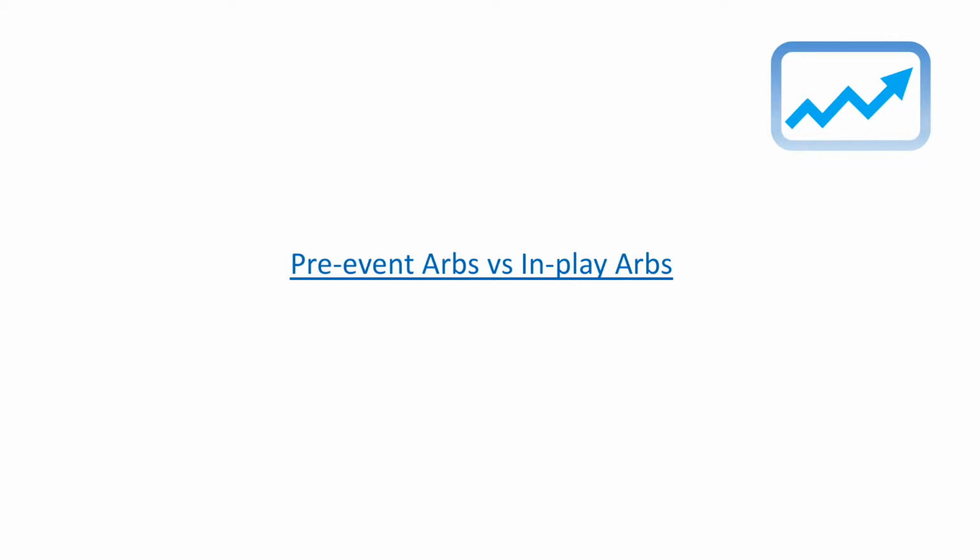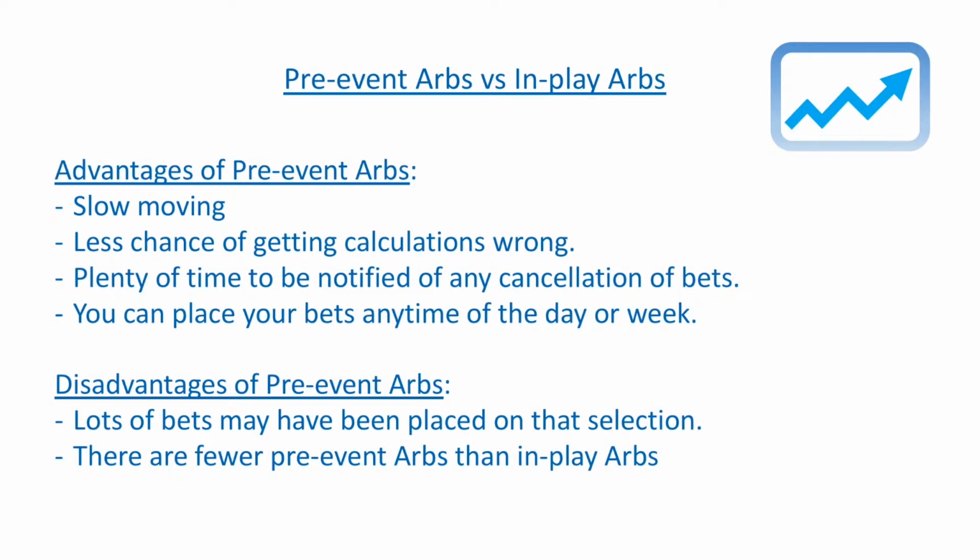In this short video, we're going to take a look at pre-event arbs and in-play arbs. Now, very simply, pre-event arbs are arbing opportunities that arise before the event takes place, and in-play arbs are arbing opportunities that arise during the match or event. So let's start off by taking a look at the advantages and the disadvantages of pre-event arbs.